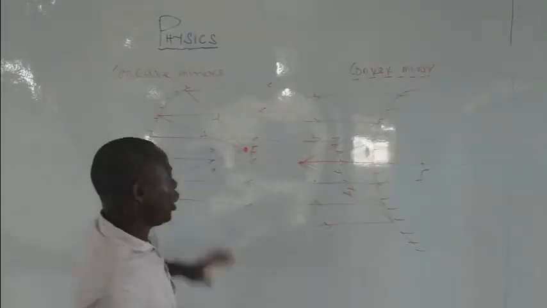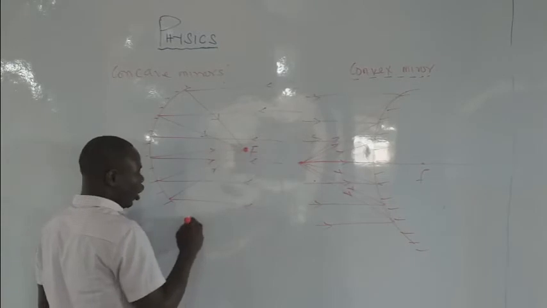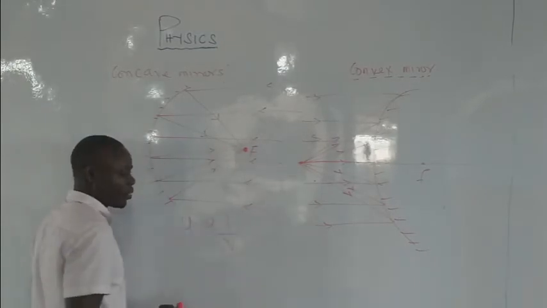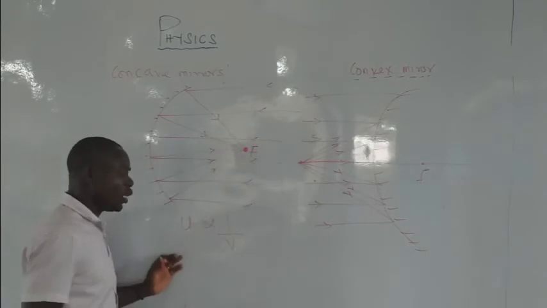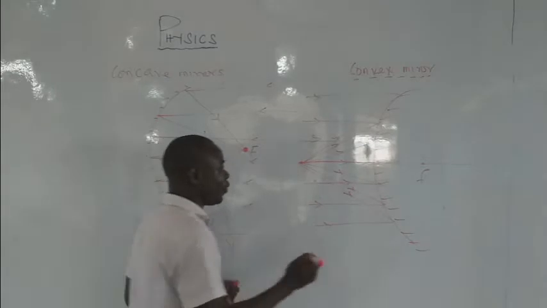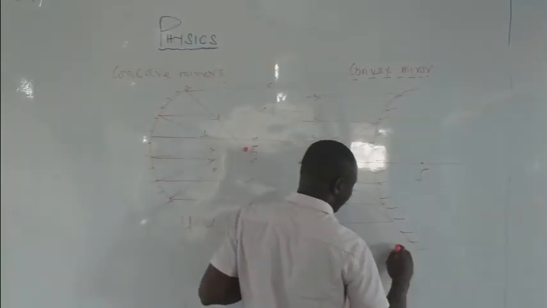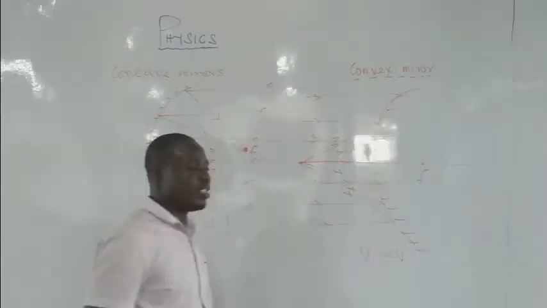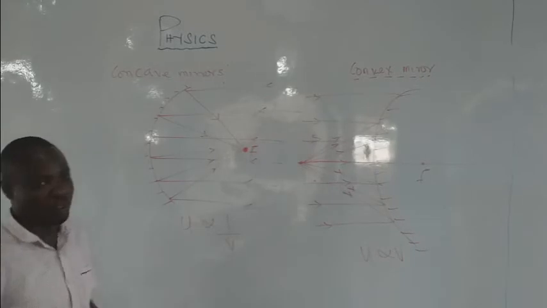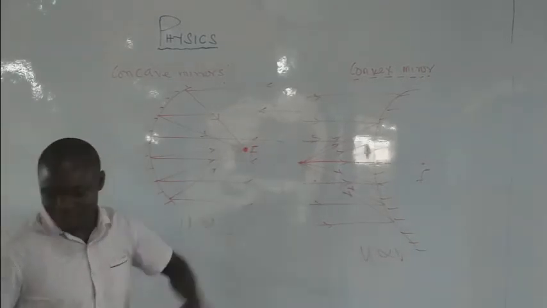And for a concave mirror, the object distance is inversely proportional to what? Image distance. Note that for every concave mirror, the object distance is inversely proportional to the image distance. But for a convex mirror, the object distance is directly proportional to what? Image distance. That is the relationship. So these are the mirrors we have in physics: the concave mirror and the convex mirror.